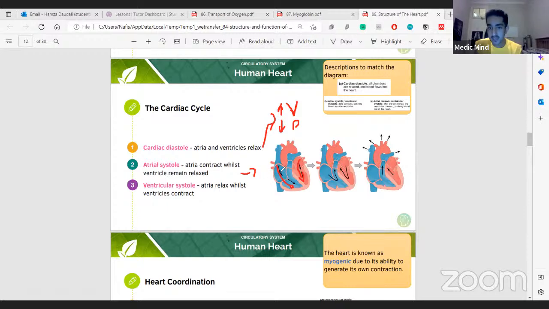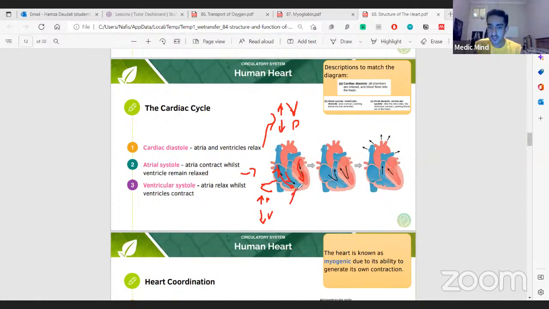Now, atrial systole is the atria contracting, and atrial contraction increases pressure in the atria by decreasing volume. Once the pressure in the atria is greater than the pressure in the ventricles, the valves open and the blood flows from the atria into the ventricles. Cool, with me so far?